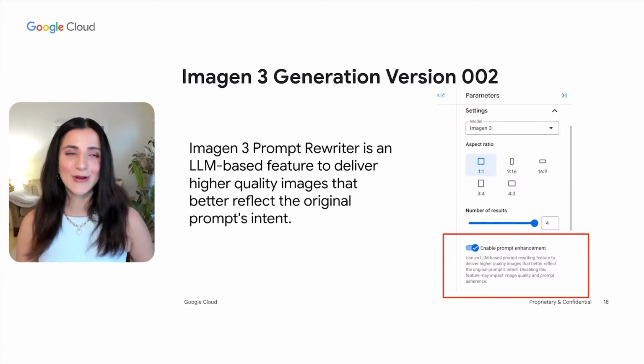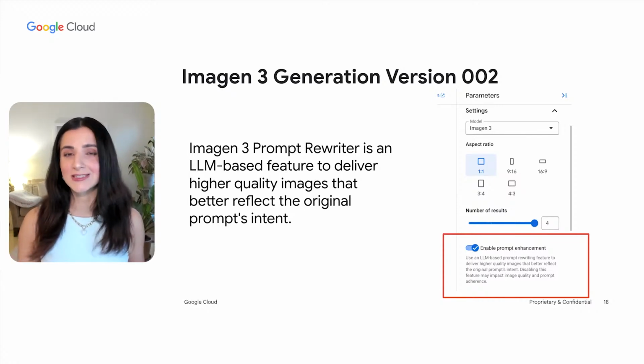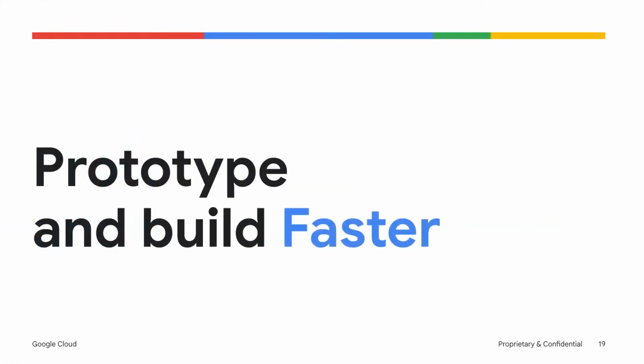and kind of happen without you knowing, but better output that better reflects your intent in your prompt. So stepping away now from all of the models themselves, we've talked about Gemini 2.0, we've talked about Imagen updates. I now want to run through some features that I think just generally help you to prototype and build faster.